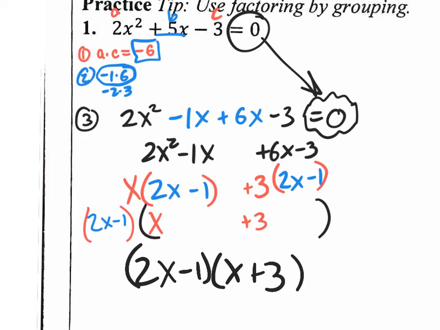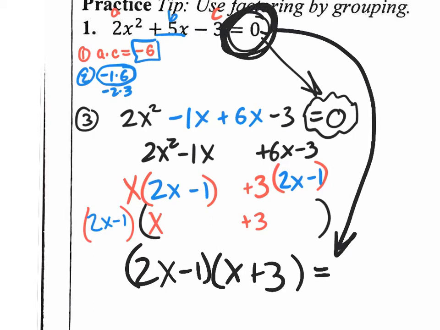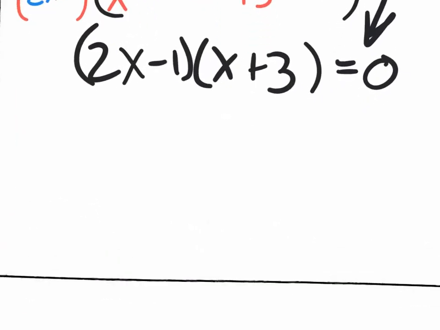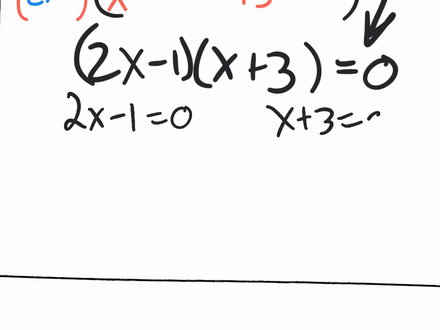And now we should remember that this was an equation equal to 0. So we're going to bring that down, set it equal to 0. And now that we have something times something equals 0, the first something could be 0 or the second something could be 0. So let's do that. We have 2x minus 1. That could be 0. The x plus 3, that could be 0.